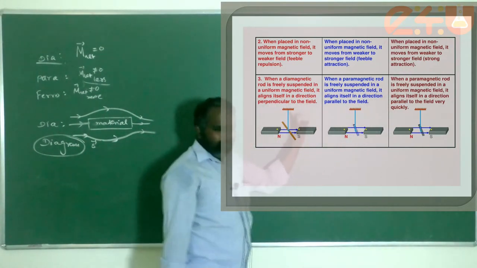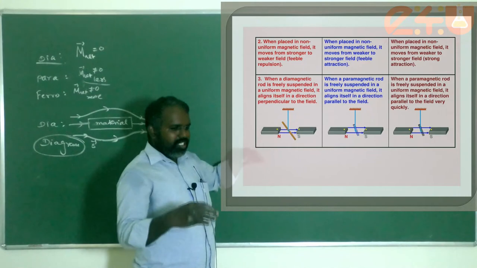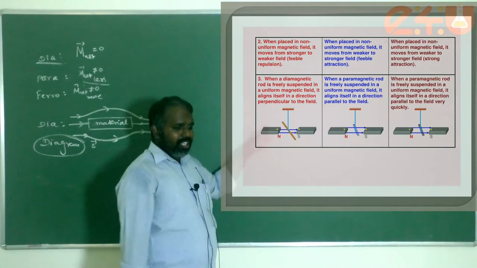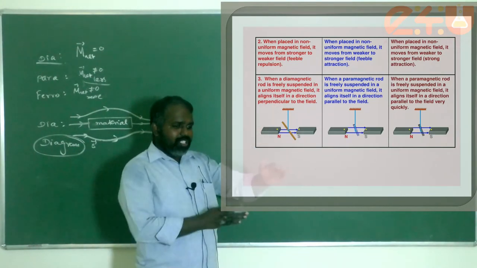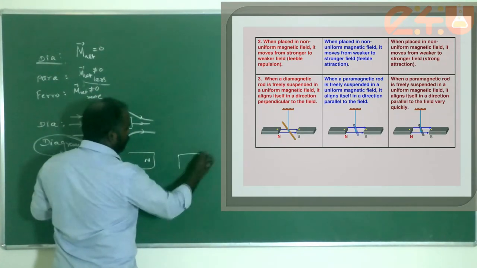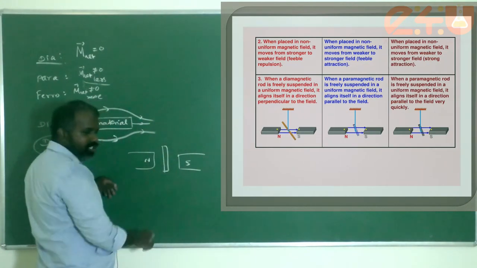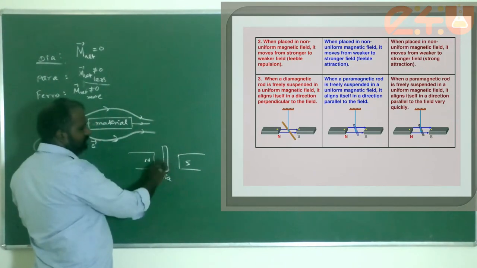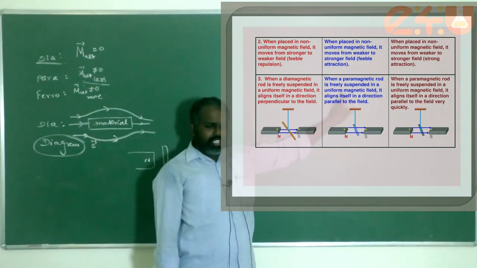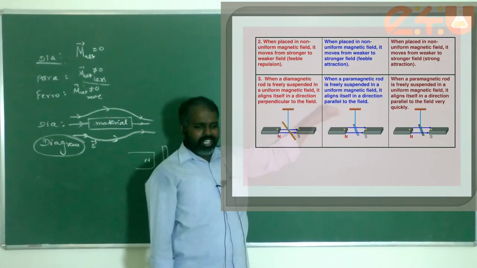Now we'll see the third property. When a diamagnetic rod is suspended between the pole pieces of a bar magnet, that means in the external magnetic field, this diamagnetic bar always aligns perpendicular to the magnetic field. So this is the applied magnetic field, and the diamagnetic material will align exactly perpendicular to it. But in the case of para and ferro, they may align in the direction of the applied field.